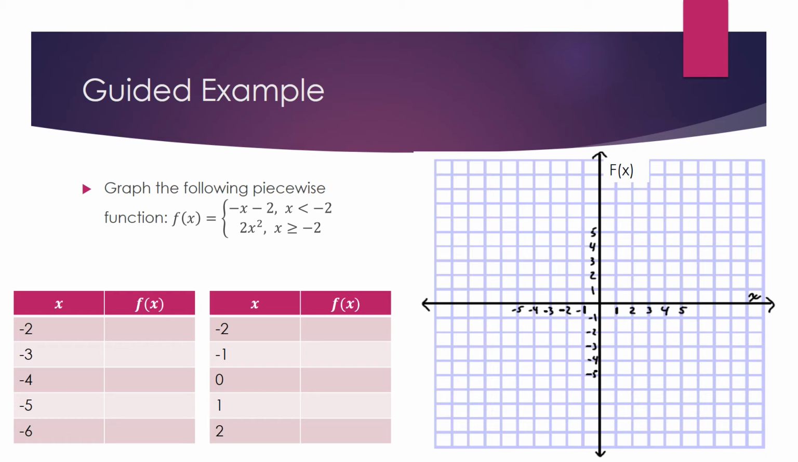So let's start with the first piece of the piecewise function, the top subfunction, negative x minus 2, when x is less than negative 2. So I'm going to start at negative 2, and I'm going to fill in my f of x values. Negative negative 2 is 2, minus 2 is 0. Negative negative 3 is 3, minus 2 is 1, so on and so forth.